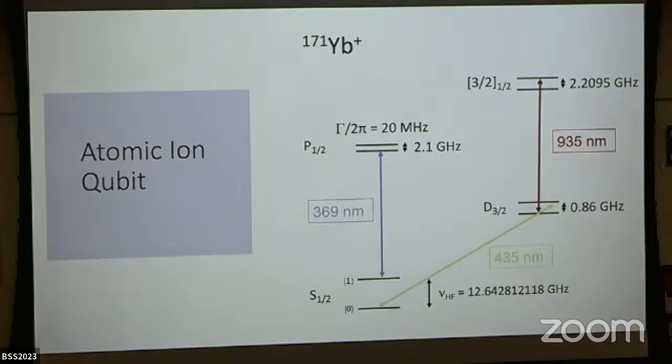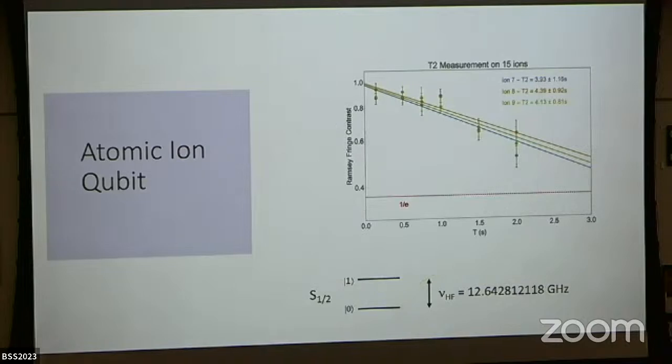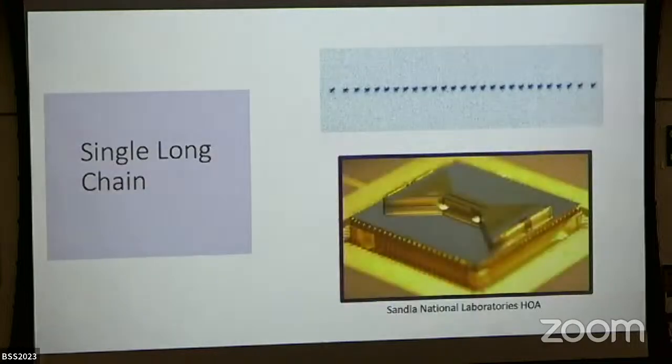The workhorse ion that we have at Duke has been ytterbium-171, which we talked about in the first lecture, so I won't repeat too much of that. We use this ground state hyperfine qubit with a qubit splitting of 12.6 gigahertz. I think I flashed this data before, but this is a T2 measurement in our system at Duke on this spin with about 4 seconds of microwave coherence. And this is in a chain of 15 ions. It doesn't matter whether we have 1 or 15, we still get good T2s.